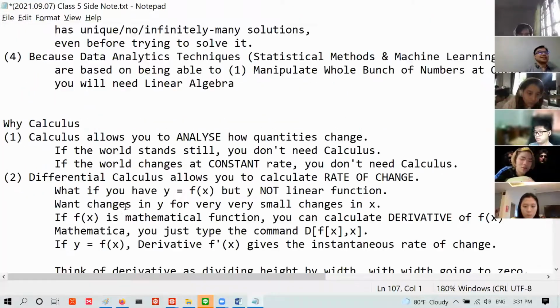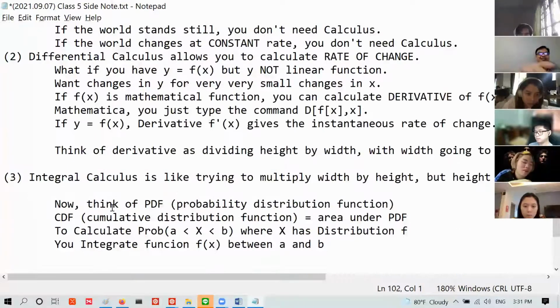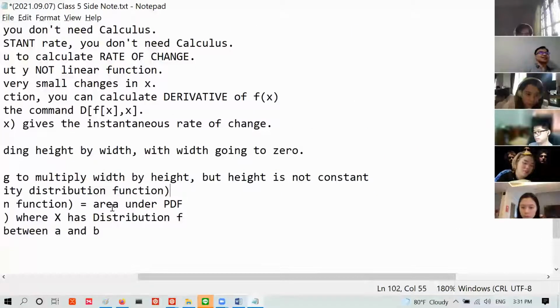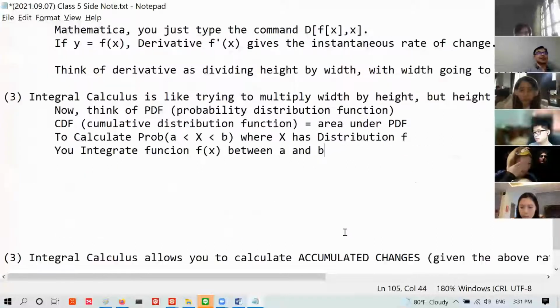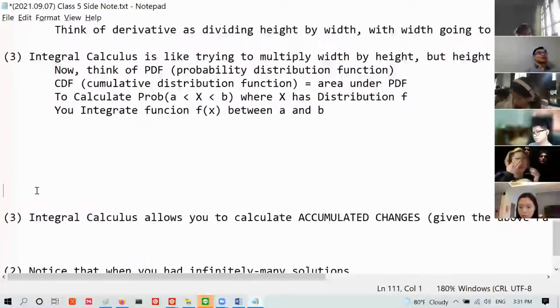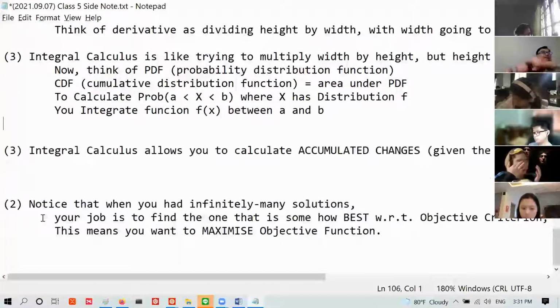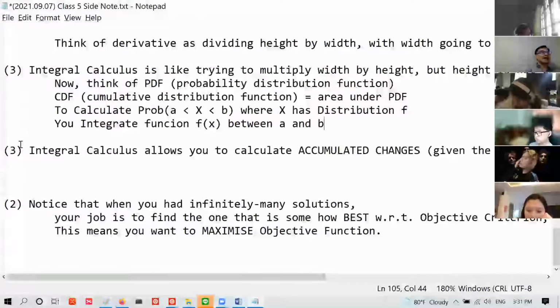Back to here. Why do I need integral calculus? The first reason you need integral calculus is because integral calculus is what connects PDF and CDF. Okay? Integral calculus is what links PDF and CDF.